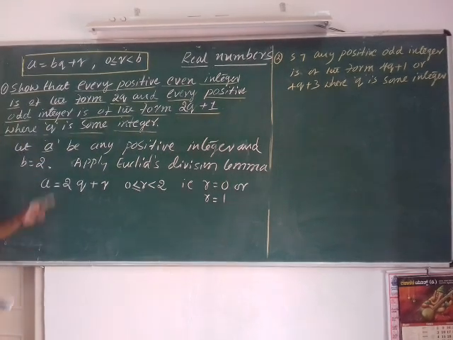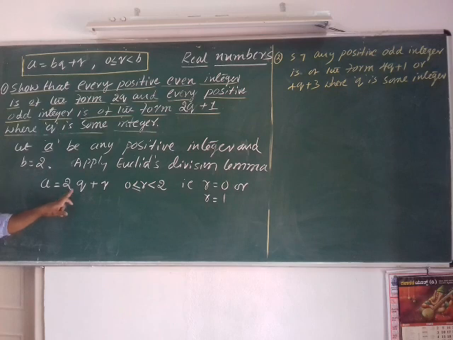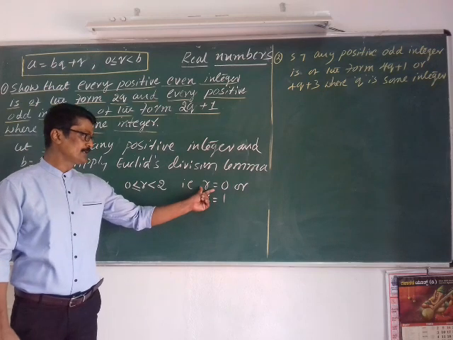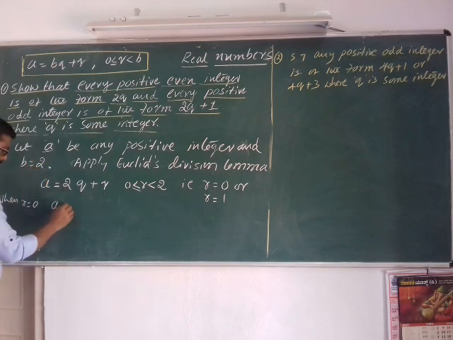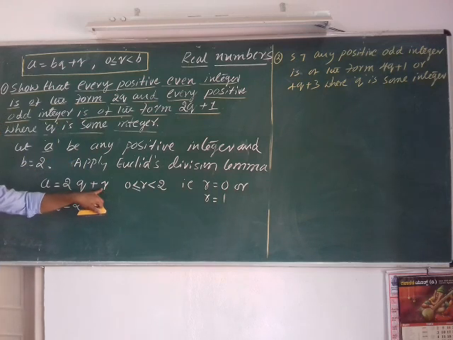Did you understand? So let a be any positive integer and b is equal to 2. Apply Euclid's division lemma. Dividend is equal to divisor into quotient plus remainder. Here divisor is known, so 2q plus r. There are two possibilities. Remainder is either 0 or 1. When r is equal to 0, the positive integer will be of the form 2q plus 0. So when I substitute 0 for r, it becomes a is equal to 2q.